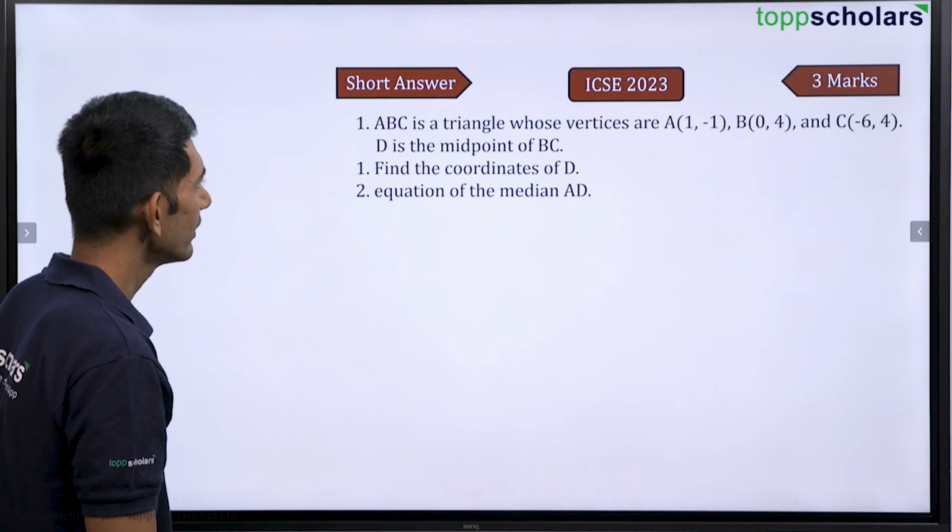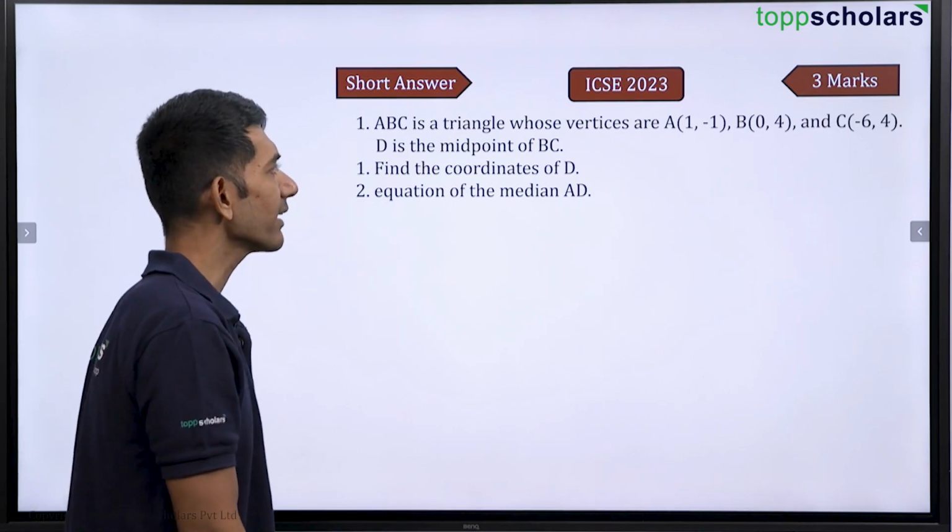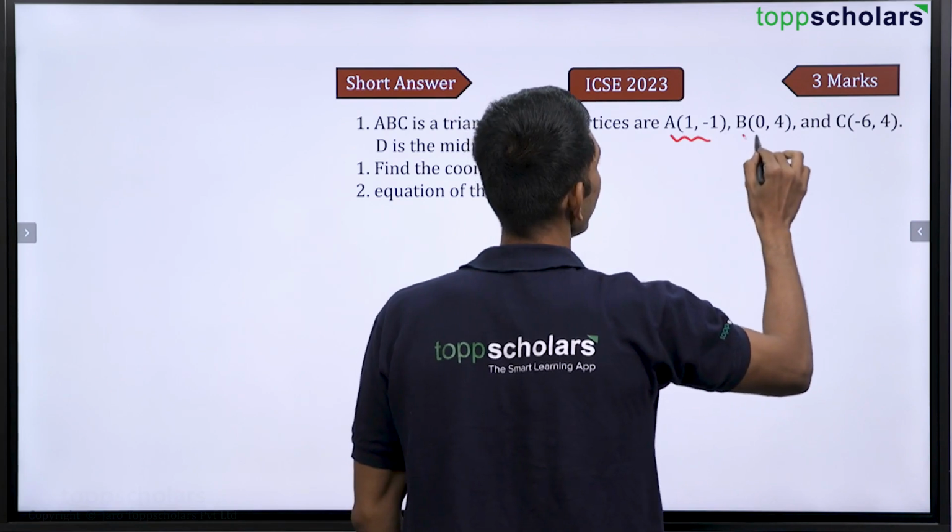Let's continue further. So now the question says ABC is a triangle whose vertices are, so there is a triangle ABC.